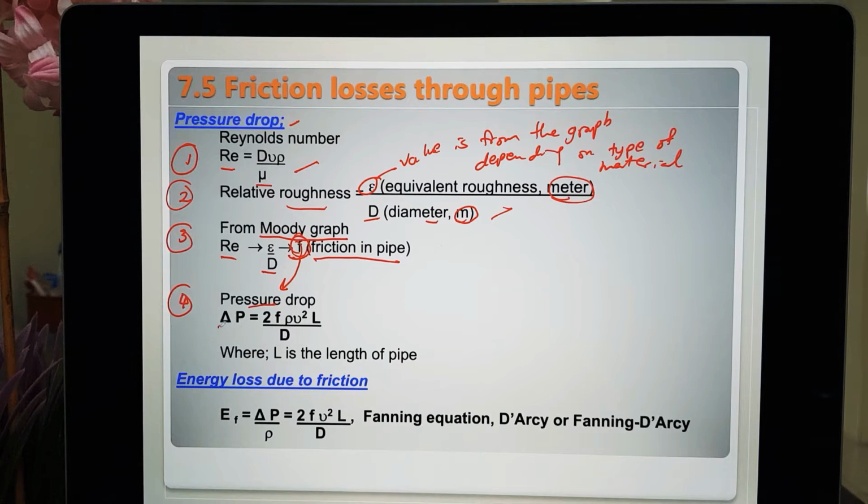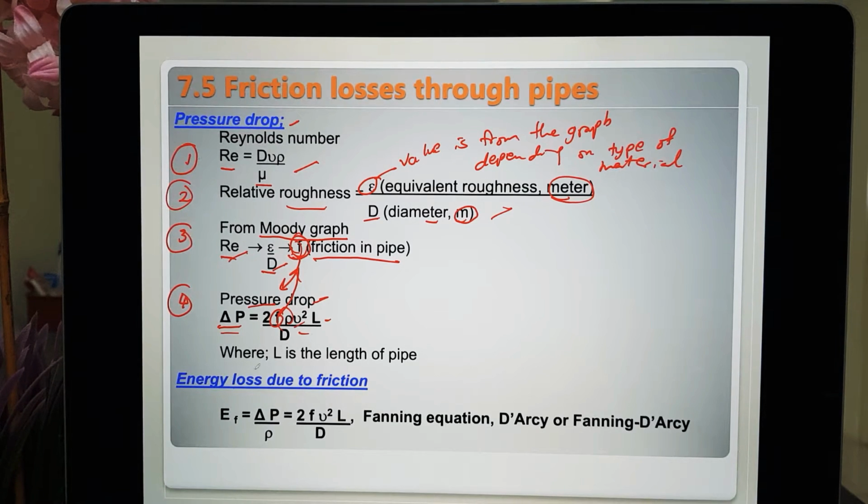The equation for pressure drop is delta P equals to 2F rho V square times L over D, whereby L is the length, D is the diameter, rho is the density, V is the velocity, and F is the friction that you have calculated. So it is important for you to get the correct value of F in order to get the correct value of pressure drop. If you find the wrong intercept point between the Reynolds number and the relative roughness, of course you will have a wrong value of pressure drop.